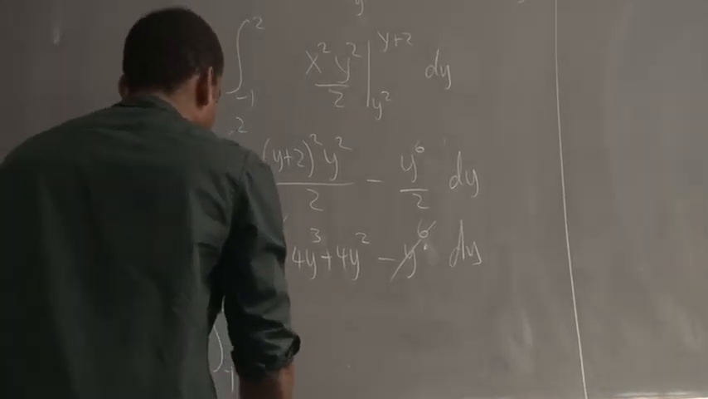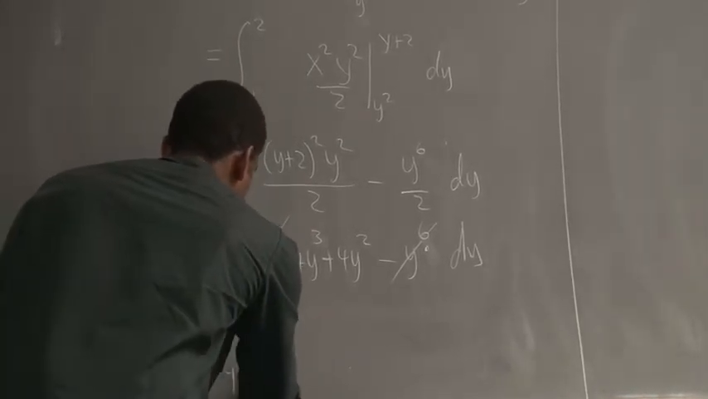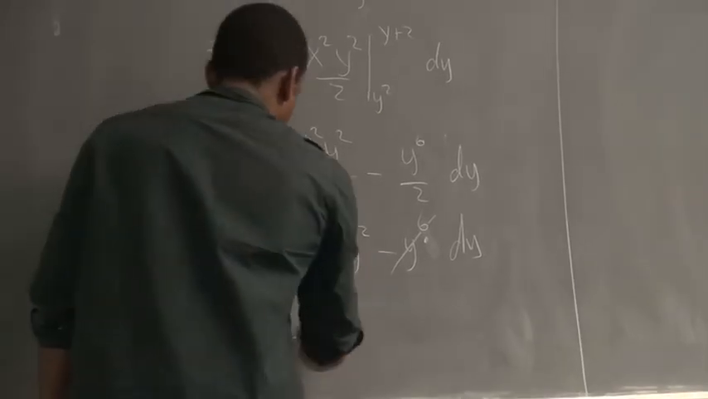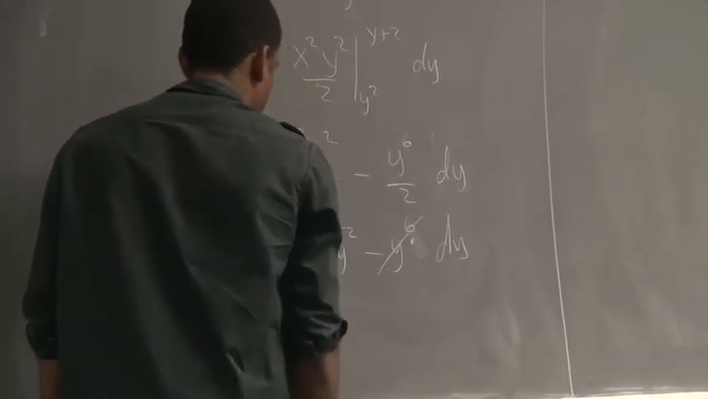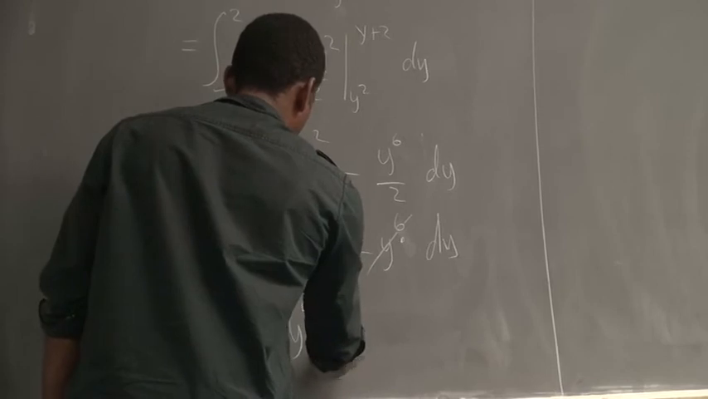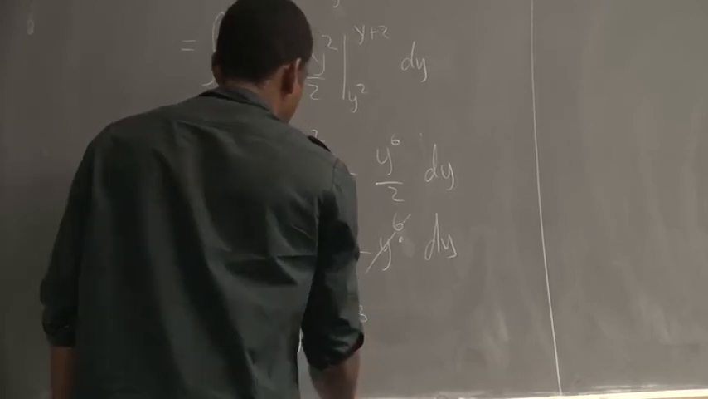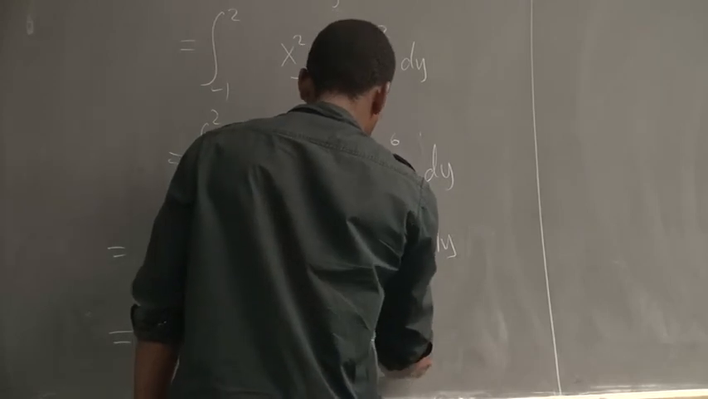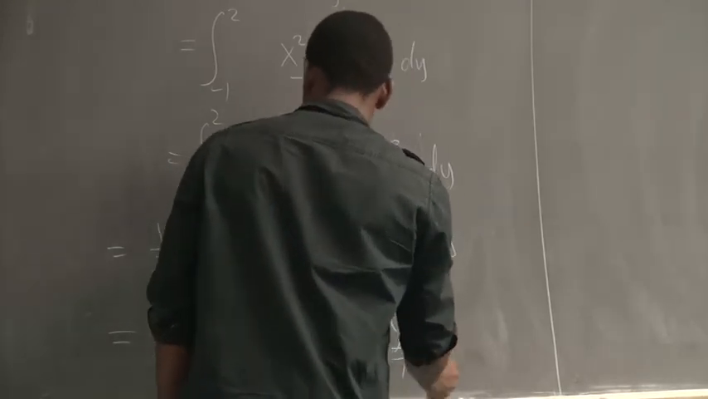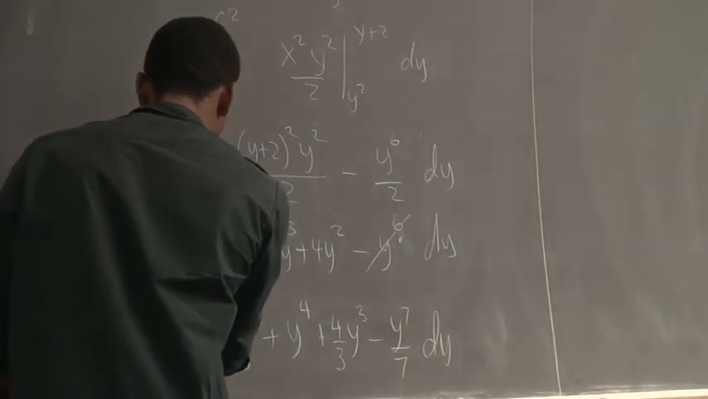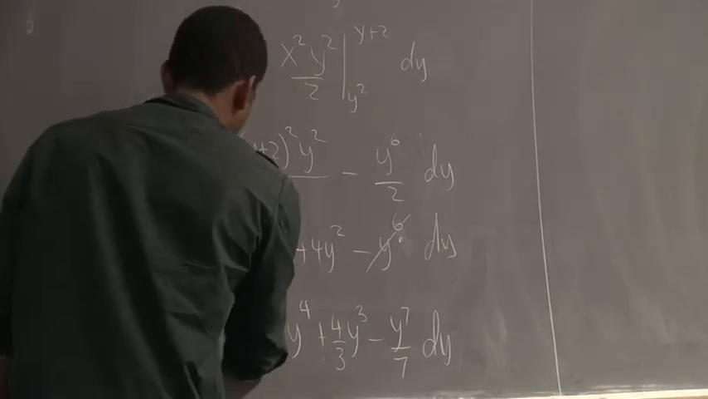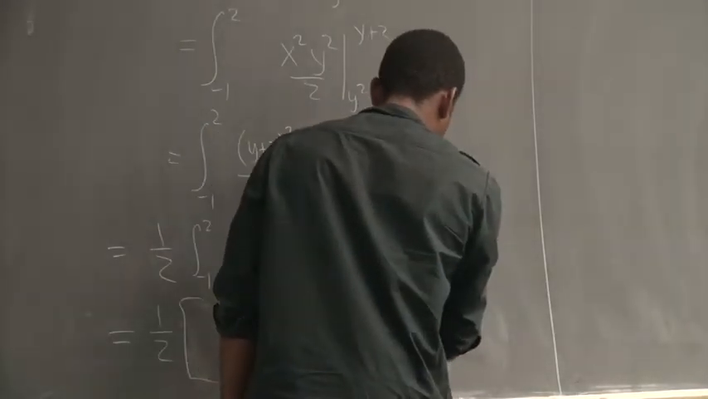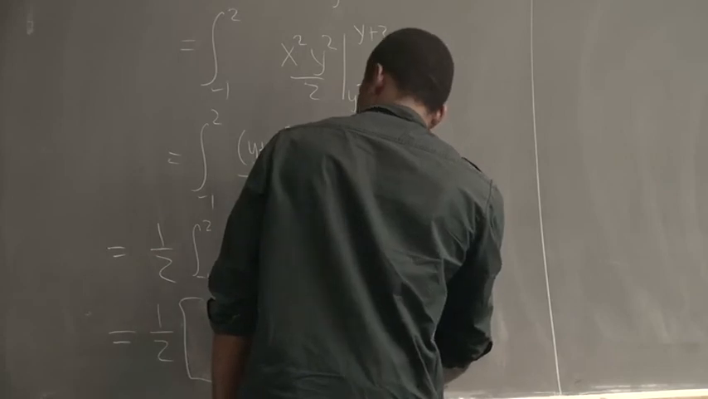Okay, so this is what? Y to the 5 over 5 plus y to the 4th plus 4/3 y cubed minus y to the 7 over 7. And now we have a lot more fractions. Thanks a lot, Kristen. It's made our life harder.